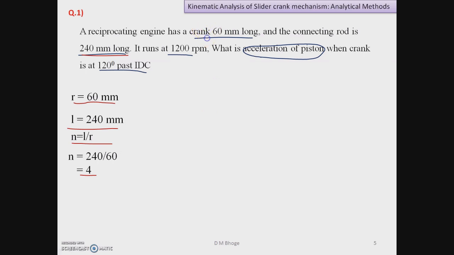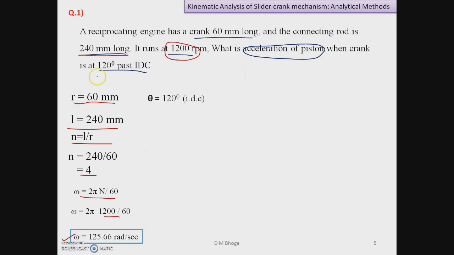Now the speed is given in RPM. The engine runs at 1200 RPM. So we'll convert this speed into radian per second using this equation. Omega equals 2 pi n upon 60. So putting the value of n, which is equal to 1200, we get omega equals 125 radian per second.